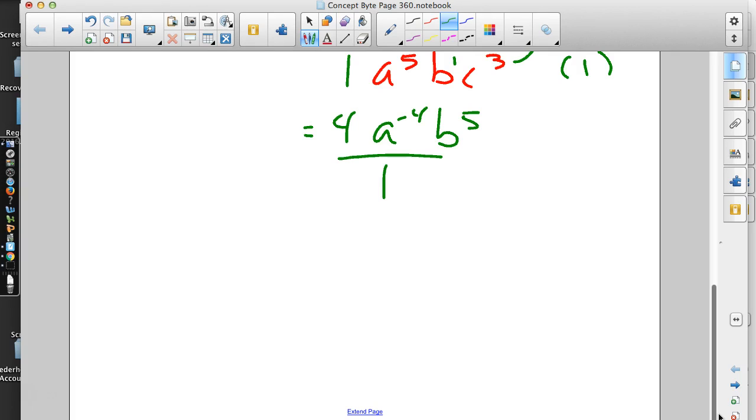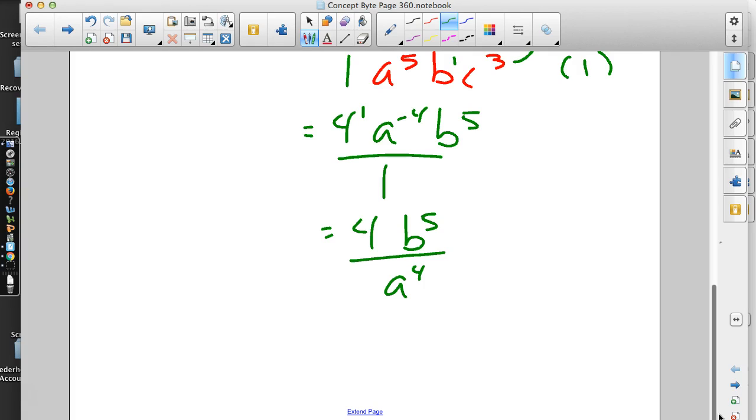But this is 4 to the 1st. That's not going anywhere. That doesn't have a negative power. This is, that's negative. But this one's not going anywhere either because that's a positive 5. So on the top, I'm still going to have the 4 and the b to the 5th. But now on the bottom, just that negative exponent. So that'll become positive, and that'll make me a to the 4th on the bottom there.